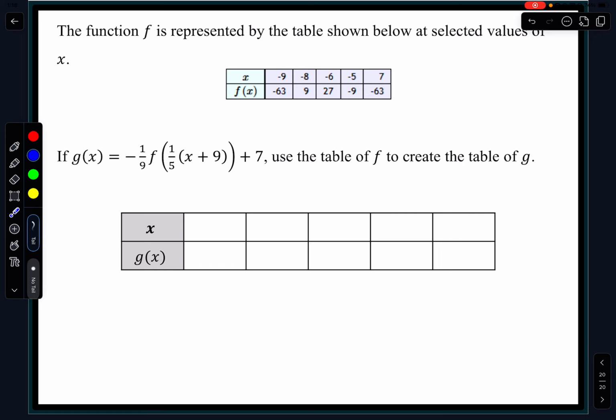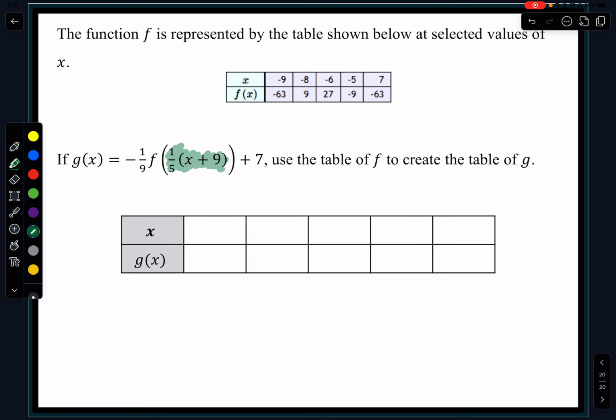Now, because we have horizontal and vertical transformations, I suggest that we start with the inside transformation first, inside the parentheses of f of x. Because these are on the inside, they are affecting the input values, which are the x values here. So we want to start by seeing how these input values are going to change when we perform these two operations. Because we're affecting the input values, we're going to do the opposite of whatever these operations indicate.